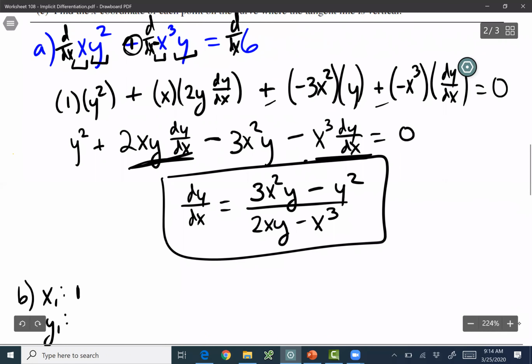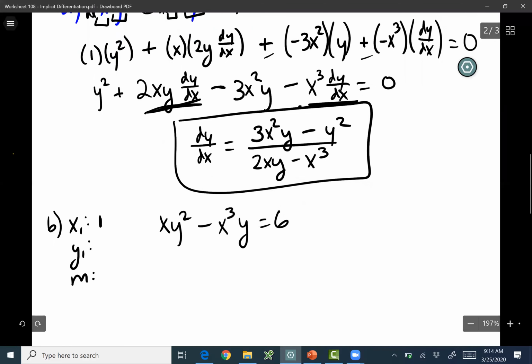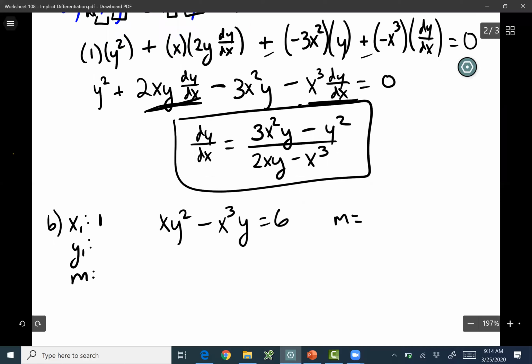All right, let's zoom out a little bit. Xy squared minus x cubed y equals 6. And then our derivative was basically m equals 3x squared y minus y squared over 2xy minus x cubed. So those are the two kind of equations we're working with.